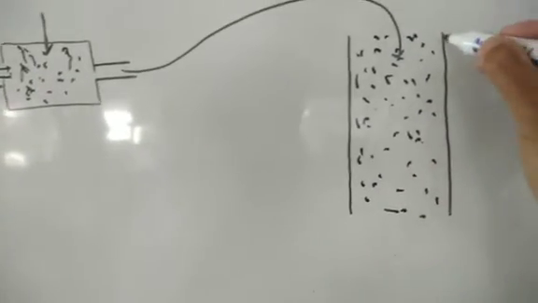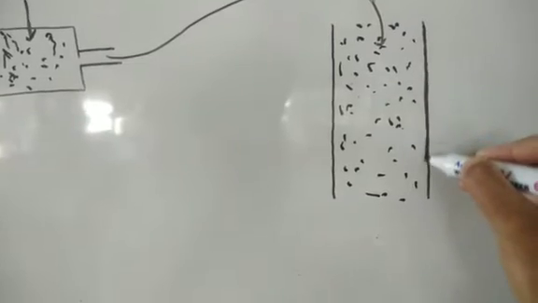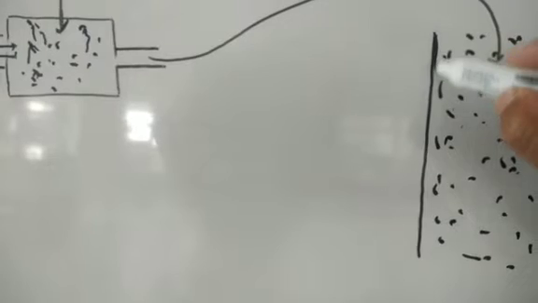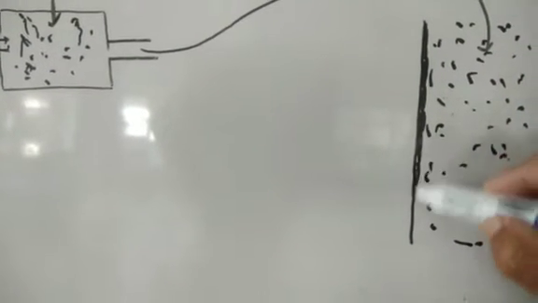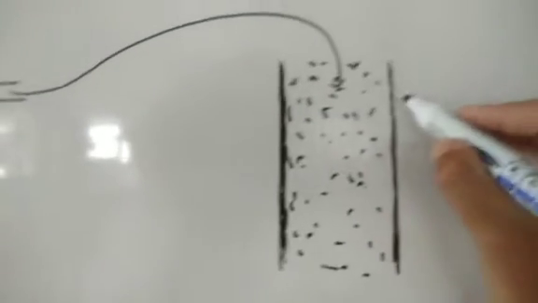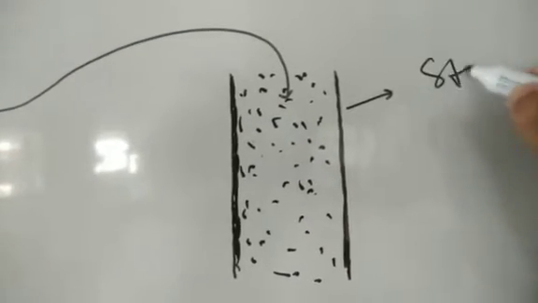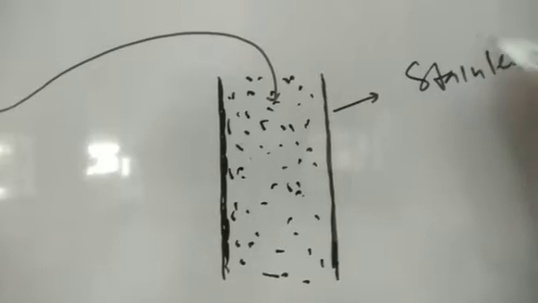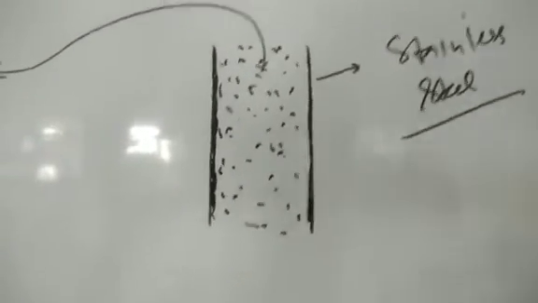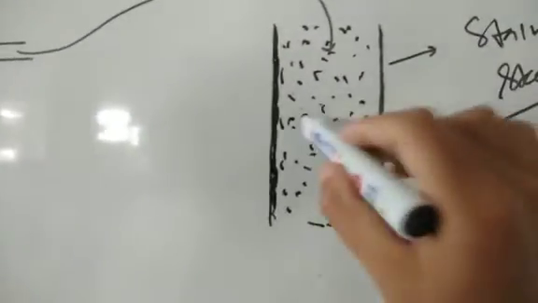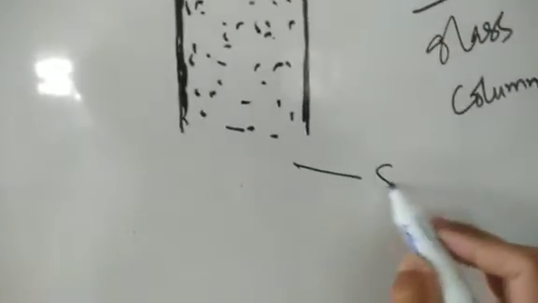And the column is very important here. The temperature in the columns is high, so the column should be very strong and its walls are very strong. So it's usually made of stainless steel. So it is made of stainless steel, or we also use glass columns sometimes. Glass column. It's packed with material. It can be silica usually.